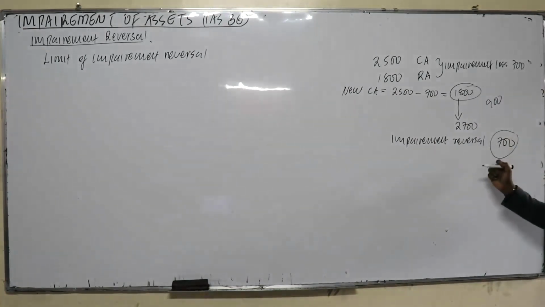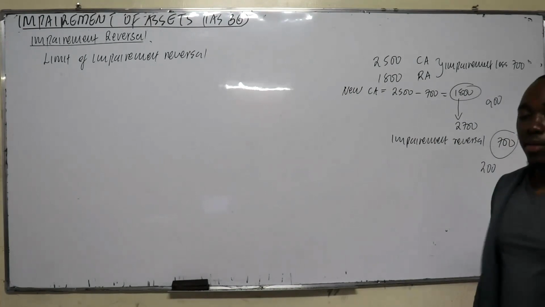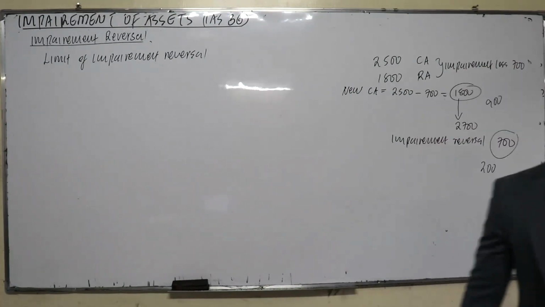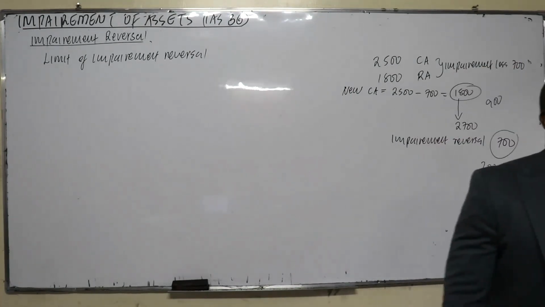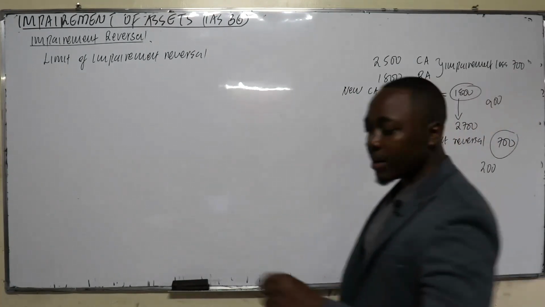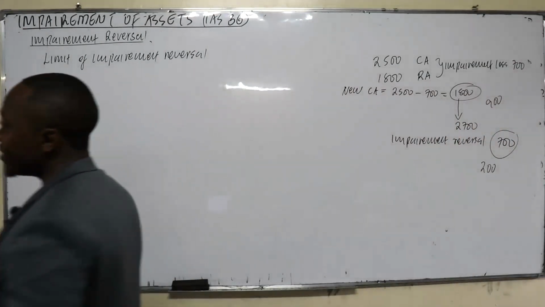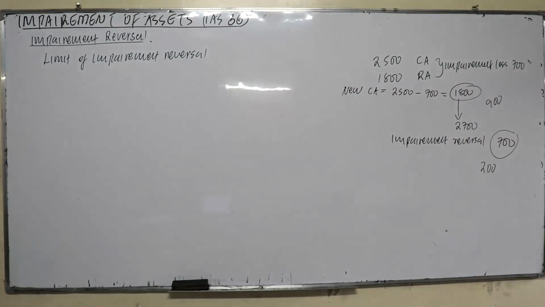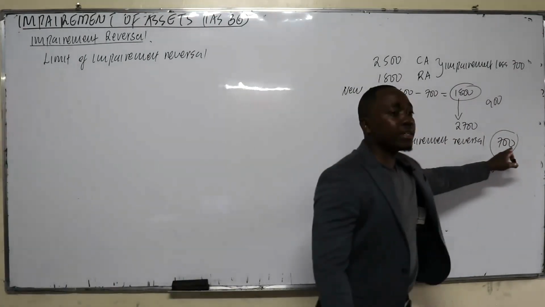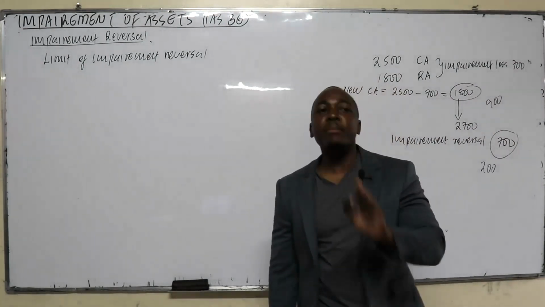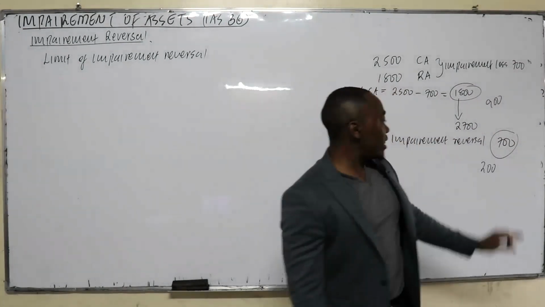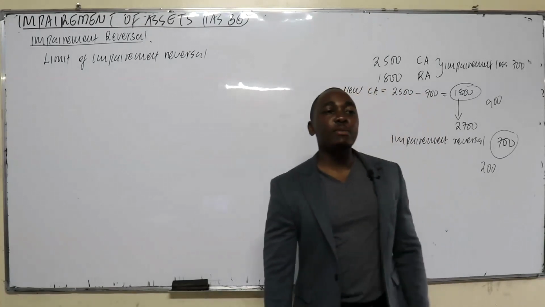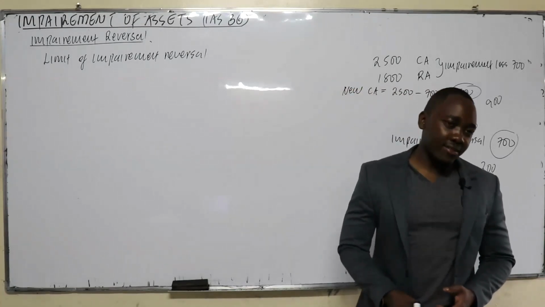Reversal is how much? So there is a balance of how much? What is this 200? Can you consult your notes again? That was the last sentence you wrote. That's what you call a revaluation. Good. The 700 is what you take to the income statement as income, impairment reversal. The 200 is part of the revaluation reserve.